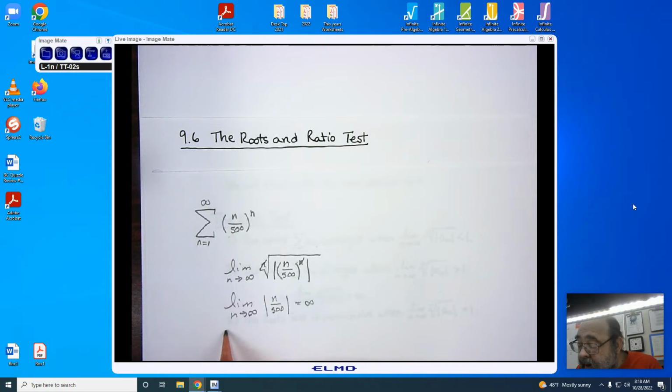So let's just write that down. Therefore, divergent by the roots test.